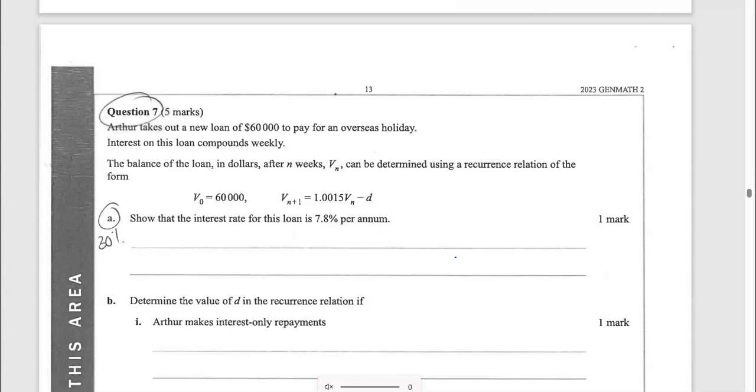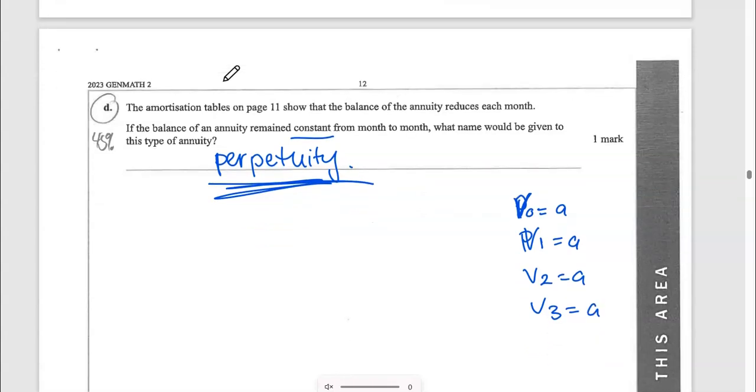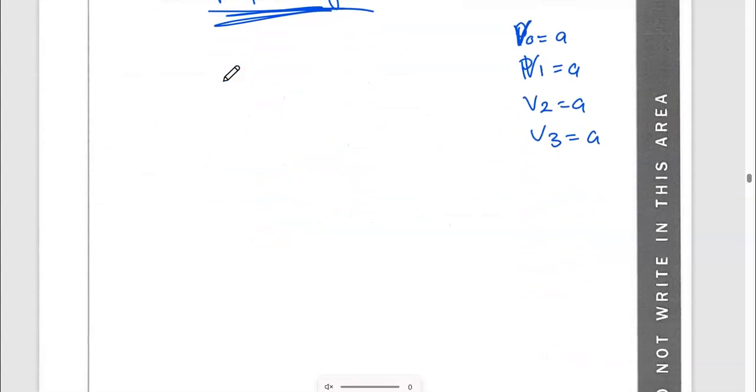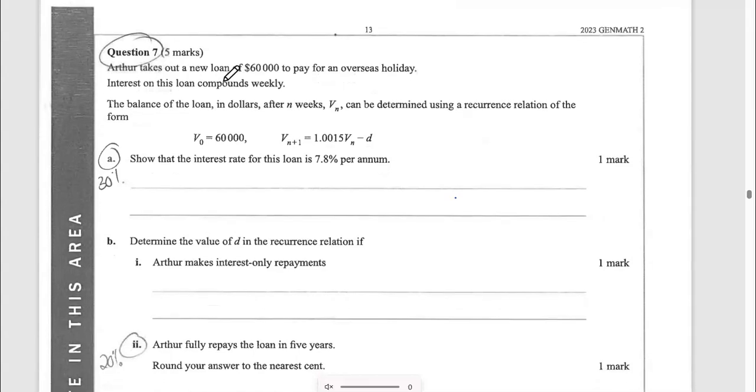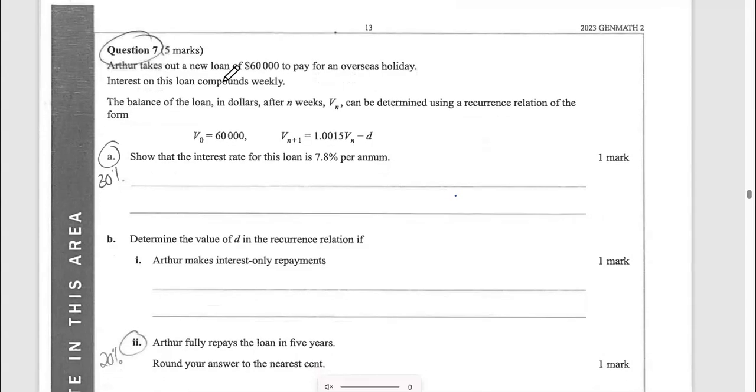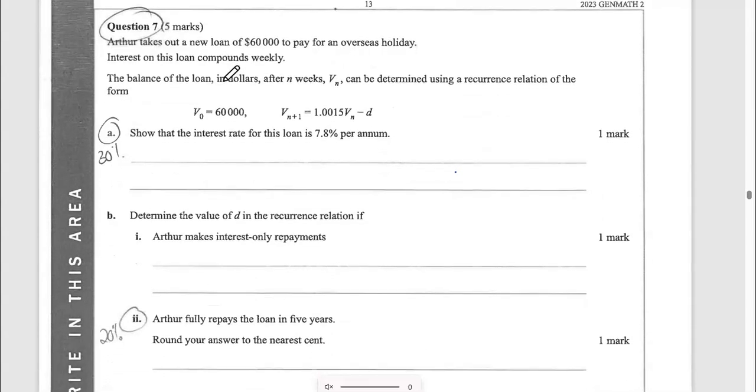All right, so we're still doing this as part 2 of finance. We had done that one, so we're up to question 7. Obviously, the whole question was poorly done, so let's have a look.